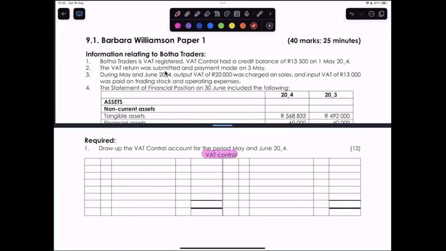Keep in mind that VAT control is simply SARS VAT. It could be called SARS VAT instead. Different businesses will use different names. But this is a liability account, which means it'll get smaller on the debit side and bigger on the credit side, showing how much you owe to SARS.